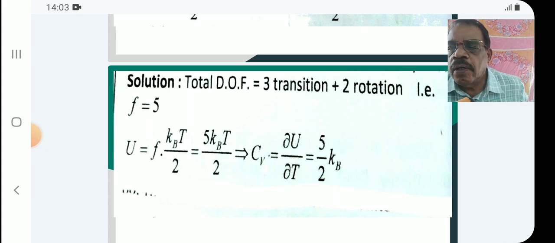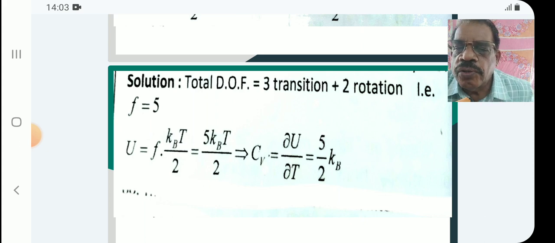F is 5. And you know the energy associated with each degree of freedom is half kT. That is the law of equipartition of energy. Since there are only 5 degrees of freedom, U is 5 kBT by 2, and this is the internal energy. Its derivative is the specific heat at constant volume. So CV is dU by dT, that is 5/2 kB.